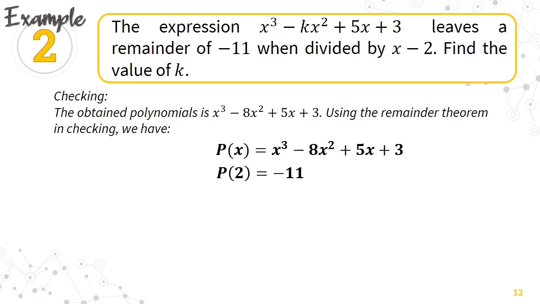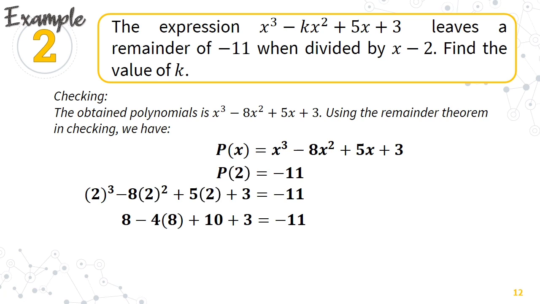Evaluating the polynomial at x equals 2, we will have p of 2 is equal to negative 11. And by substitution, we will have 2 cubed minus 8 times 2 squared plus 5 times 2 plus 3 is equal to negative 11. The left side of the equation will become 8 minus 4 times 8 plus 10 plus 3. And by further simplifying, that will give us negative 11. So therefore, the left side and the right side of the equation are equal, meaning to say, the value of k is really 8.